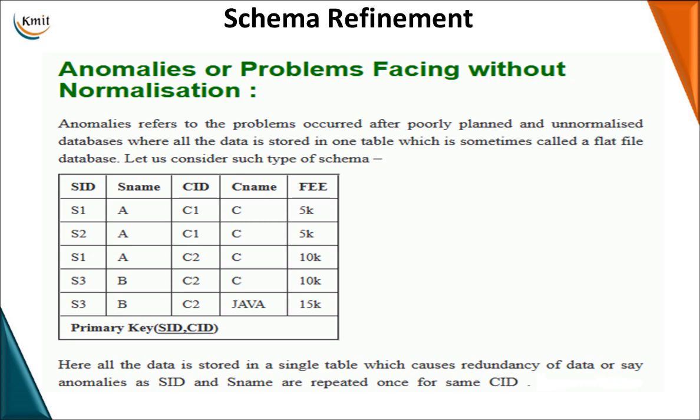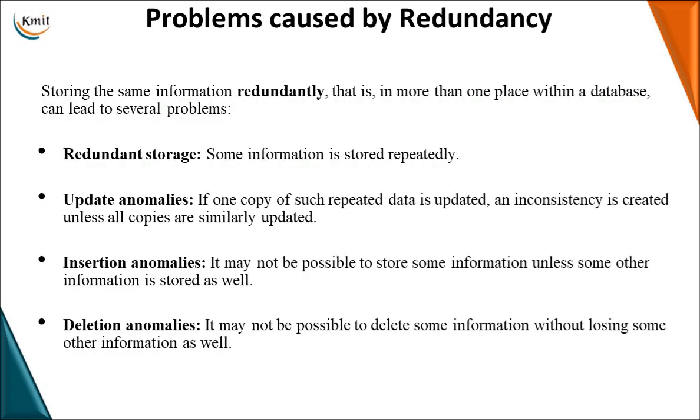See, S1 student A takes up course C1 and also takes up a course called C2. So the details of the student as well as the details of the courses are repeated. See, C1 is taken by both S1 and S2, C2 is taken by both S1 and S3. So the course details are repeated, the student details are repeated. This is because I have put all the data into a single table. Schema refinement is basically to help me reduce this repetition. So the problems due to redundancies: it takes lots of space by repeatedly storing data, and it will have update, insertion and deletion anomalies.